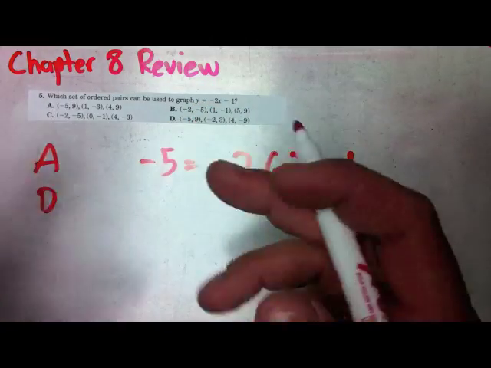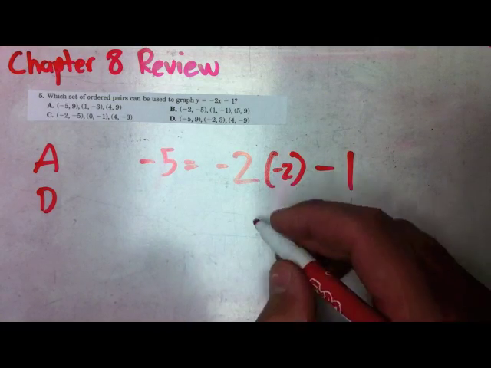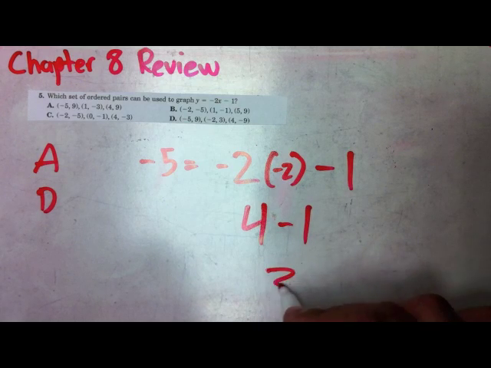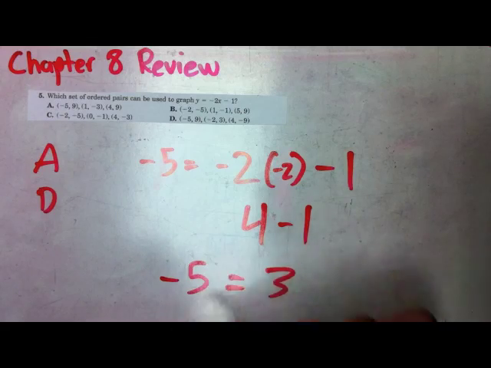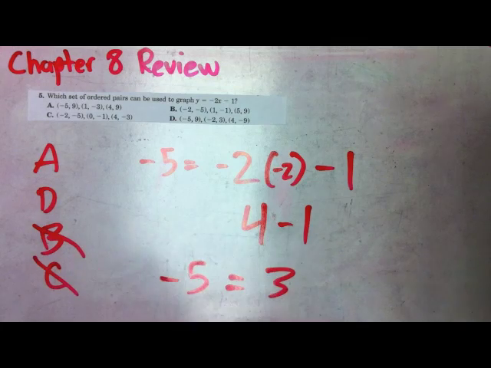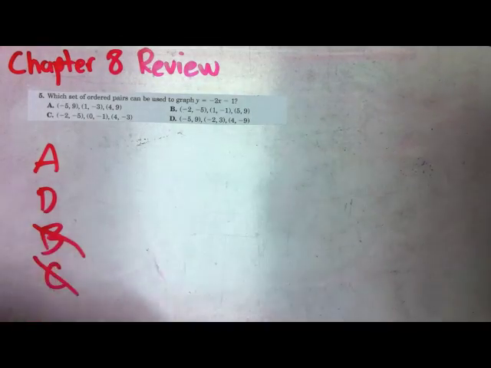Now remember, if this doesn't work out, I can cross B and C both off. So negative 2 times negative 2 is positive 4, minus 1. 4 minus 1 is 3, and that is not equal to negative 5. So now I know it is definitely not B and it's not C, because they started with negative 2 and negative 5, and those aren't solutions. Okay, so now I know it's A or D.